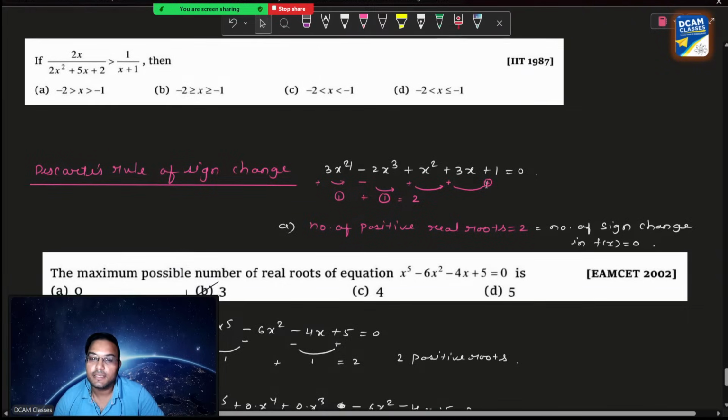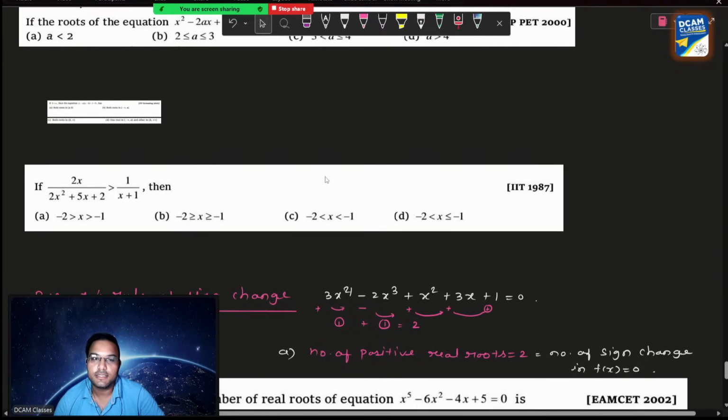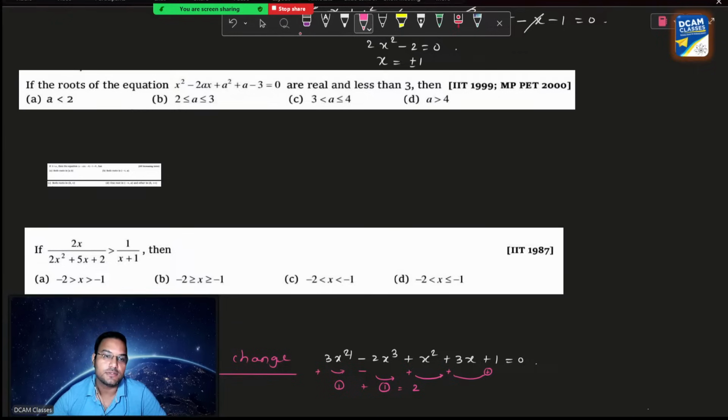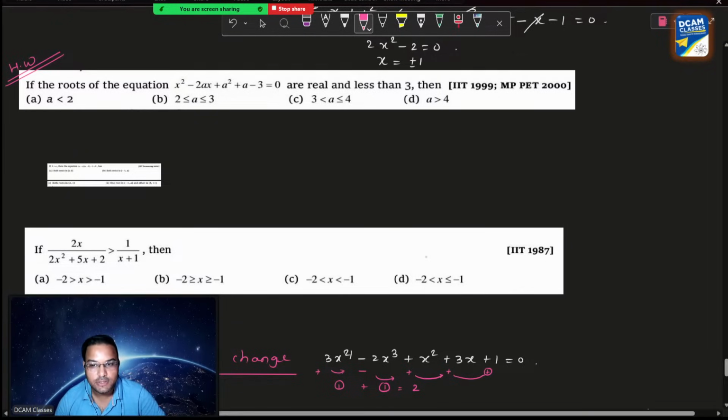But see, you won't be using it in this one, advance or this one. Take this question as homework, but this question I want you to solve.